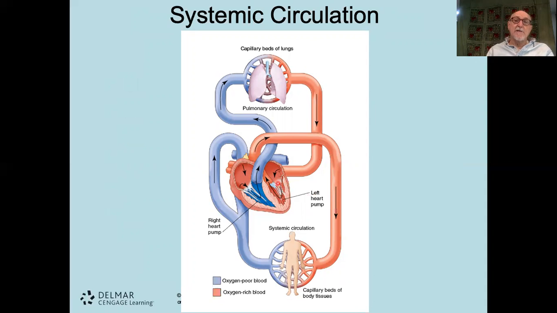The systemic circulation is driven by the left-hand side of the heart. Here is the aorta, and this is all through the rest of the body, all the capillary beds embedded in the body tissues, etc. And as the blood loses its oxygen and picks up carbon dioxide, it is returned to the heart for recirculation through this circulatory system, which we've discussed already, which is the pulmonary circulation.